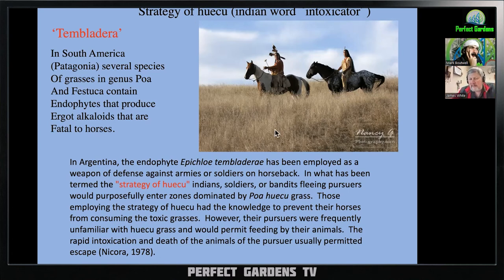It's common. It was commonly known. And you can read about it in Argentina in a book by a lady. I think she was very old when I knew her down in Argentina, a lady named Nicora, last name Nicora, who wrote a book on grasses, and she describes the strategy of hueku in there.